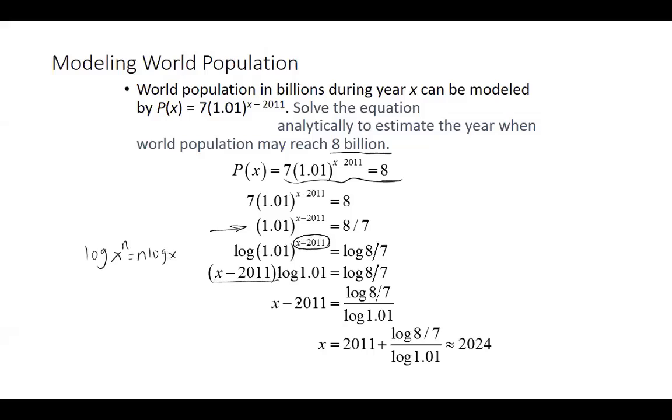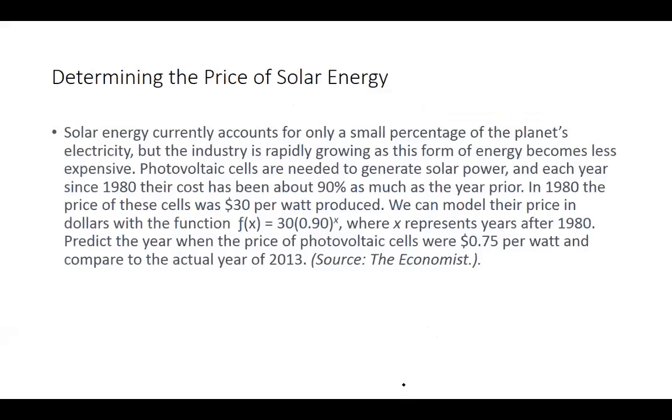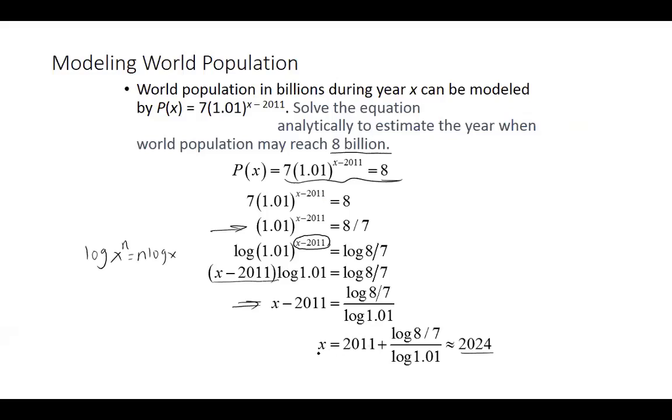So I can isolate x by dividing both sides by log of 1.01. Then adding 2011 to both sides of the equation, and that would be my answer. I'm going to plug this number into a calculator. So here we get x is equal to 2011 plus, we are going to substitute these values into our calculator, and we find x equal to 2024.